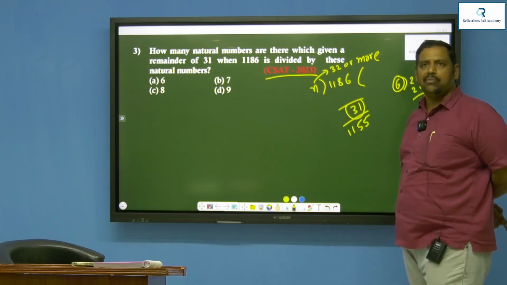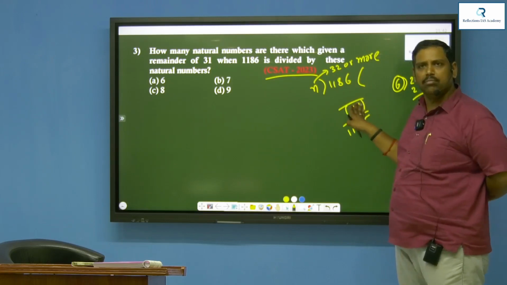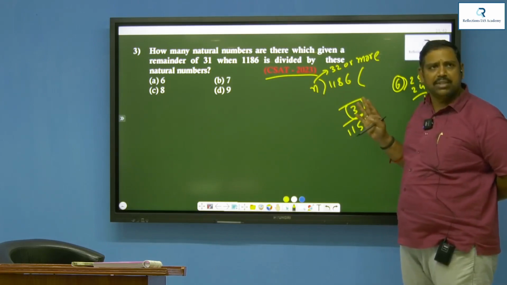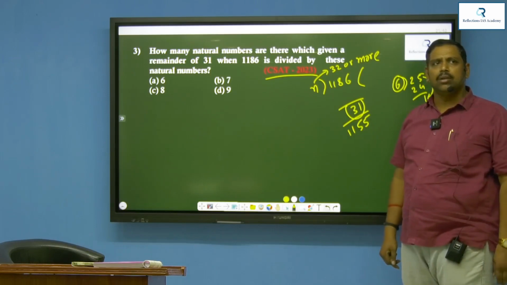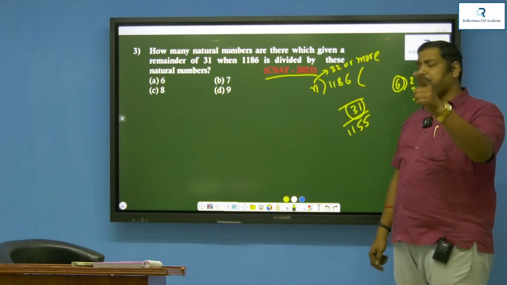N should be a factor. So suppose he has not specified much about 31. Suppose he is asking how many numbers are divisible by 1155. Divisible means factor only, right? Means indirectly he is asking how many factors are there. If you want the number of factors, what should I do?